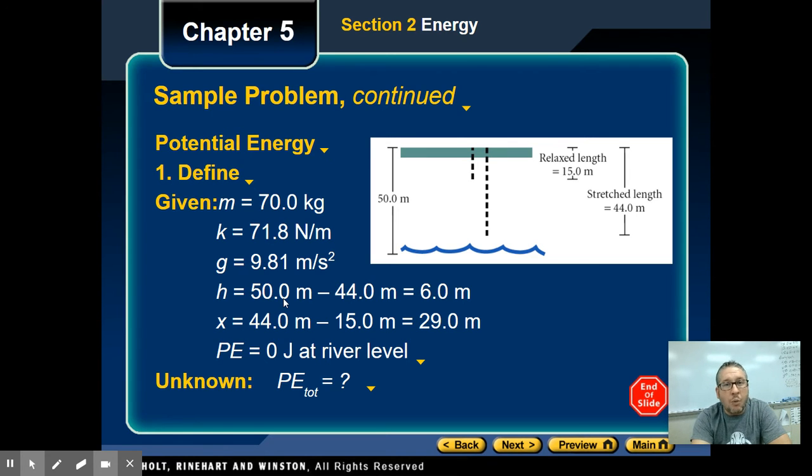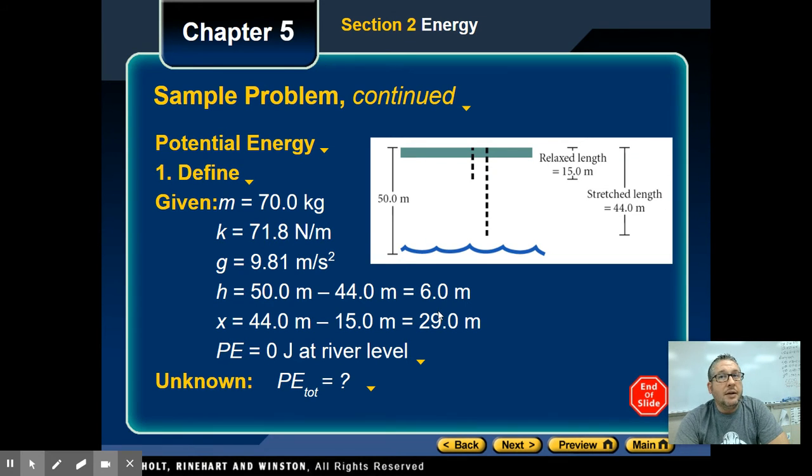So in order to determine how far the stuntman is from the very bottom of the bungee cord to the water, we take the total height of the bridge from the surface of the water and subtract the overall length that the bungee cord stretched, which was 44 meters. We find that the stuntman stopped his fall 6 meters above the surface of the water, our zero level. So h is going to be 6 meters.